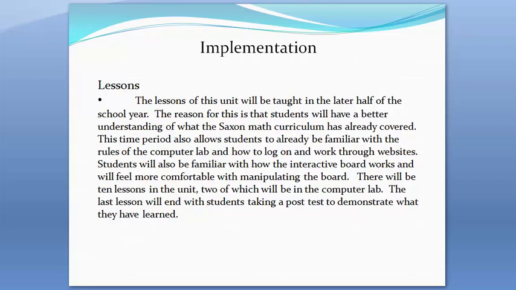There will be 10 lessons in the unit, and 2 of which will be in the computer lab. The last lesson will end with students taking a post-test to demonstrate what they have learned.